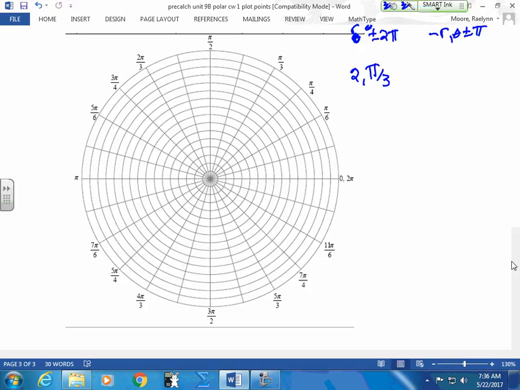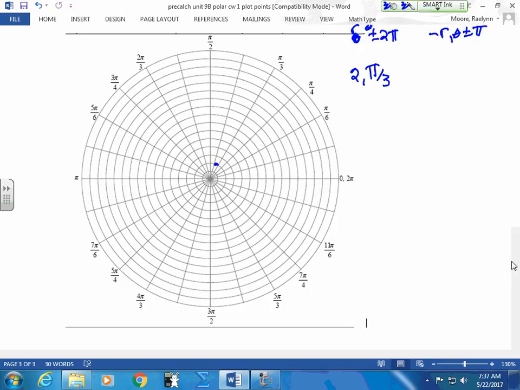You're only plotting 1 point per problem. So just label the problem. You want to label it A, B, C, D, E, or 1, 2, 3, 4, 5, 6, whatever you want to label it. You're just getting 1 point. So let's find this point. This point is coming out radius of 2, pi over 3. Sorry, my board is always off. So somewhere right there is your point. Okay, radius of 2, pi over 3.